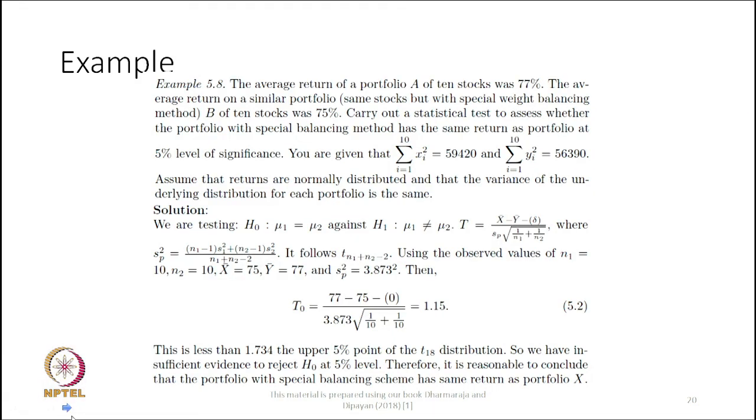Now, we will discuss one simple example for this theory. Consider this example. The average return of a portfolio A of 10 stocks was 77%. The average return on a similar portfolio, same stocks but with the special weight balancing method, let us call it portfolio B, of 10 stocks was 75%. Carry out a statistical test to assess whether the portfolio with the special balancing method has the same return as portfolio A at 5% level of significance.